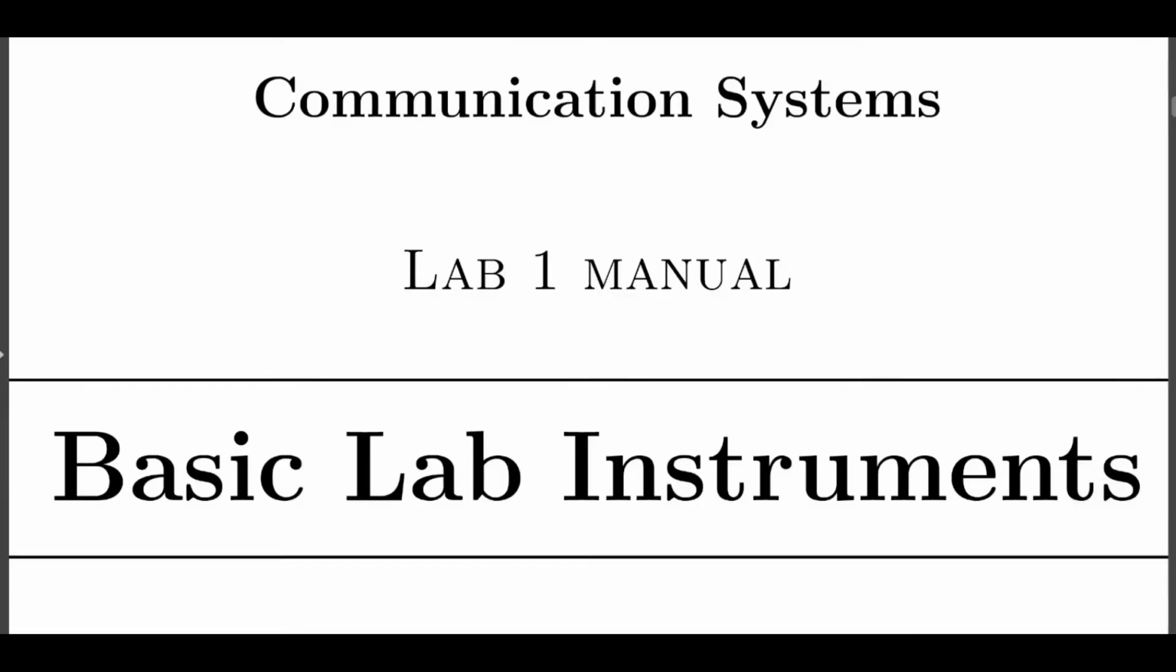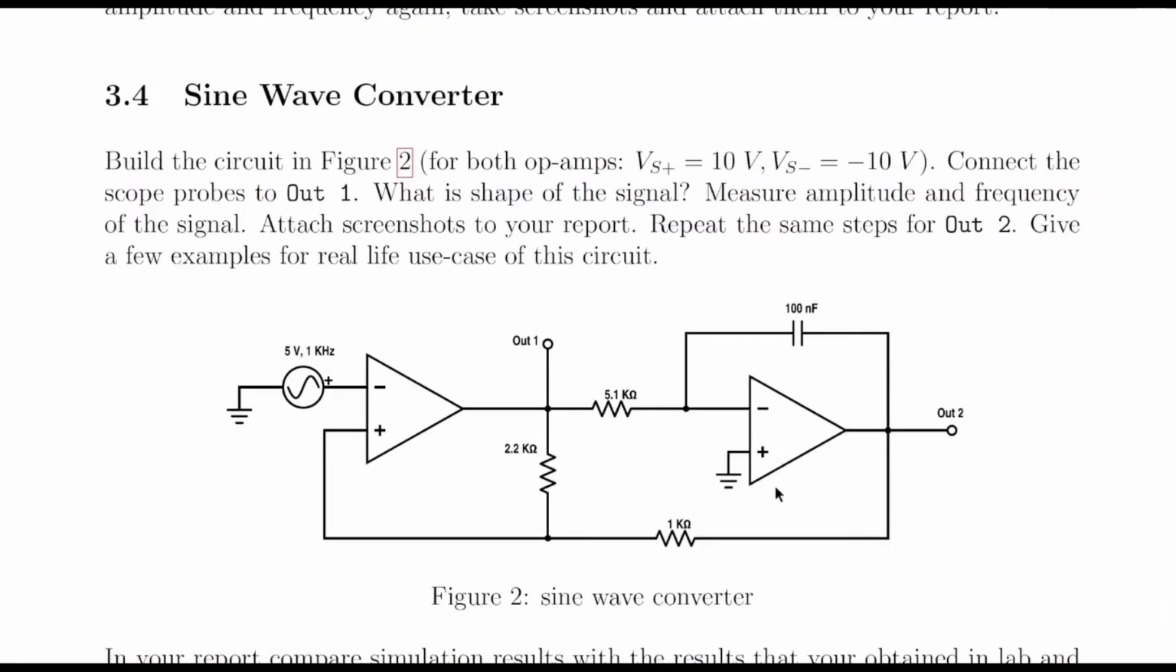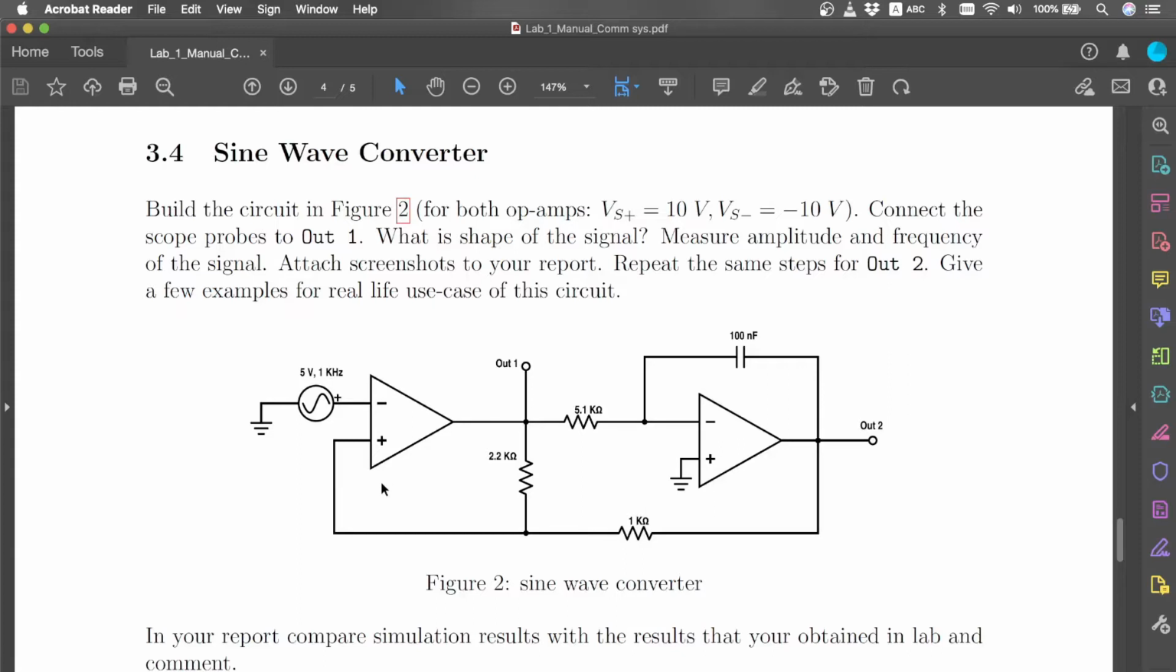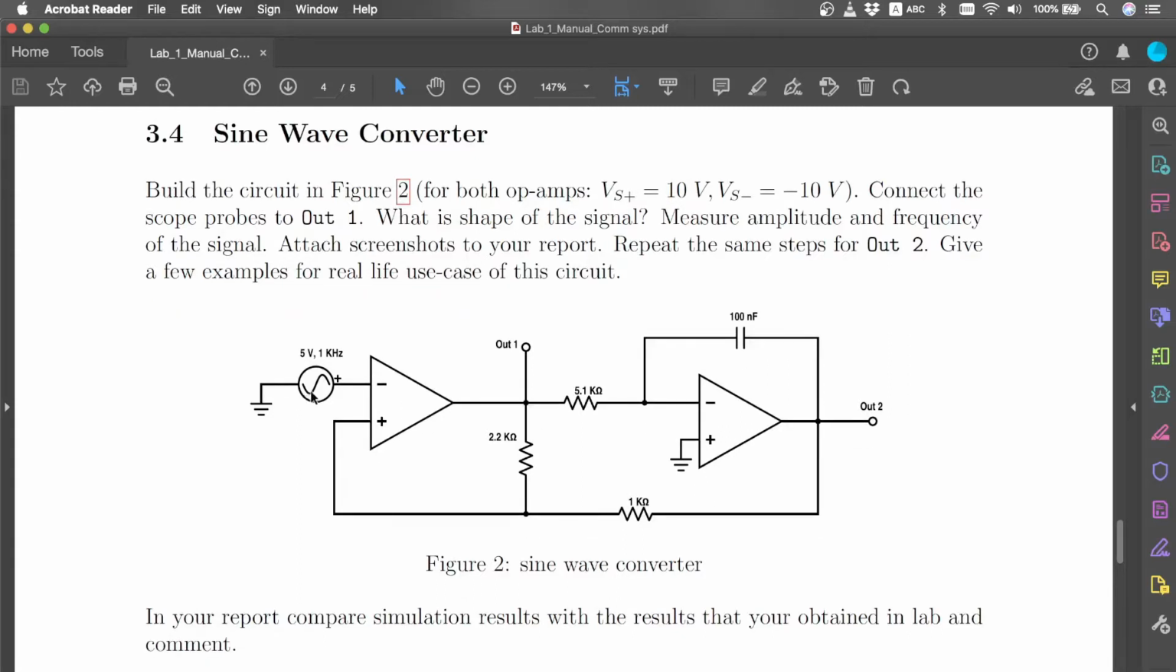Study the Lab 1 of the Communication System course. This is the final part of Lab 1. This is a circuit built with two operational amplifiers, 741 IC. The input sine wave signal with the voltage of 5 volt and 1 kHz is given.